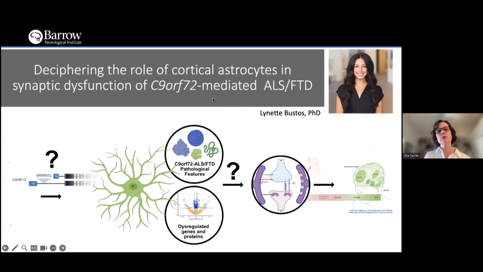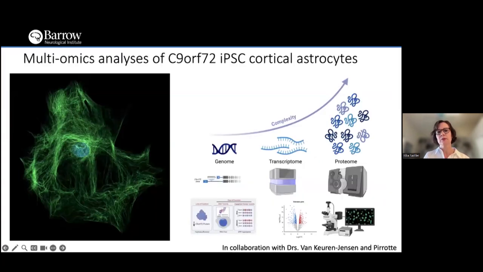So what happens to those cortical astrocytes, and how might these cortical astrocytes contribute to the cortical degeneration that we think contributes to this cognitive impairment in this disease spectrum? Lynette took a multi-omics approach, and she used iPSC differentiated cortical astrocytes that came from C9orf72 ALS FTD patients.